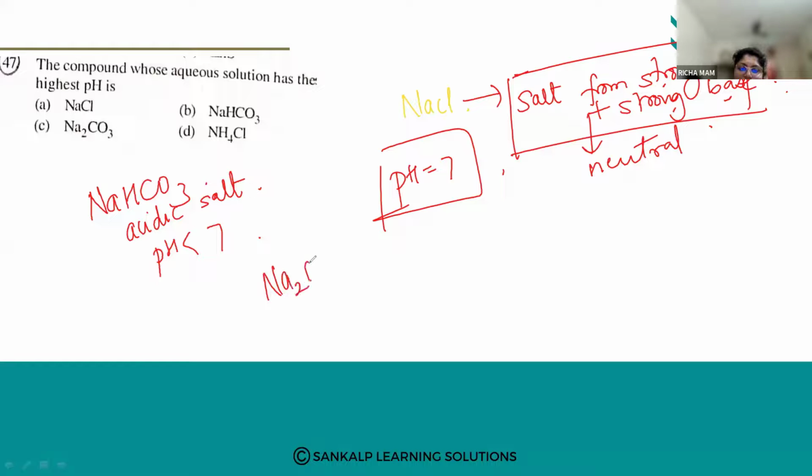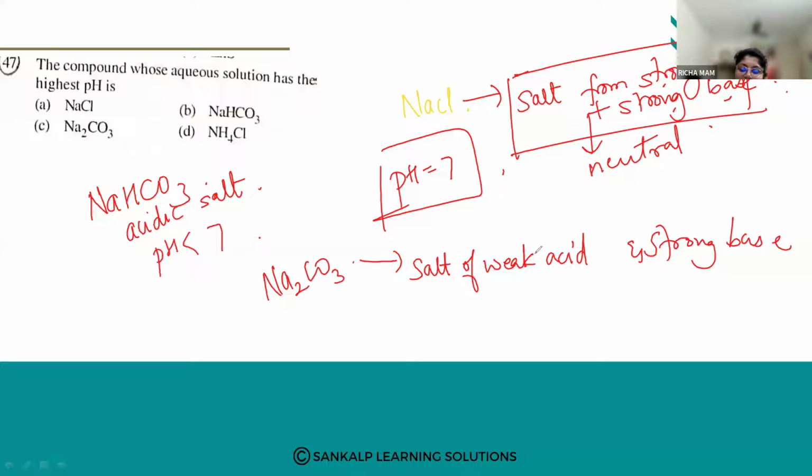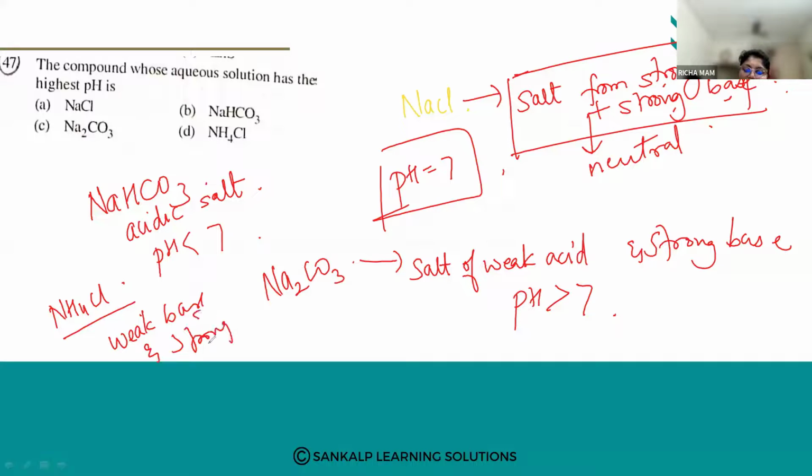Then Na2CO3. This is a salt of weak acid and strong base. So when you have a strong base and a weak acid, this salt is obtained. And its pH is greater than 7. Then NH4Cl. How is NH4Cl obtained? It is a salt of weak base and strong acid. And this is acidic, so pH is less than 7.